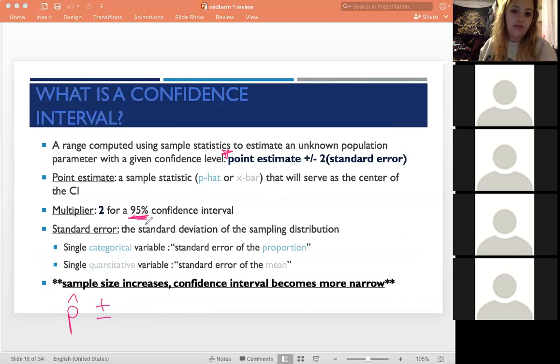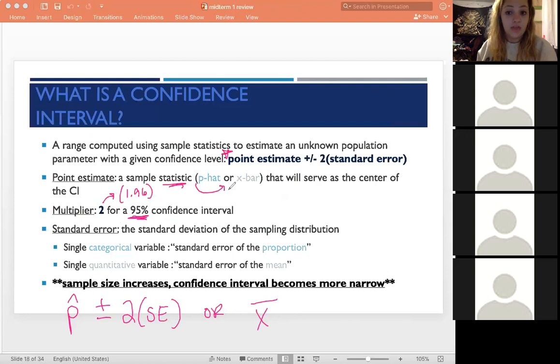As you guys will see, we can have different multipliers, but we're just going to use a 95% one. So remember, it's not always going to be 2. We also see this as 1.96, so don't get confused by that. We just round it to 2 often. So p hat plus or minus 2 times our standard error, or, and this is where these symbols come into play, our sample statistics, remember, not population parameters. So x bar plus or minus 2 times the standard error is another way that you can write a confidence interval if we're talking about means, and you're going to use that sample symbol there too. And then proportions.